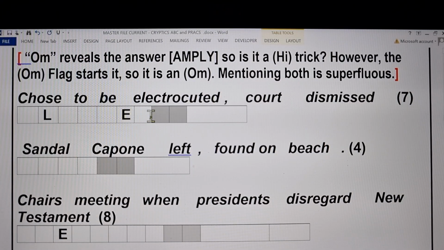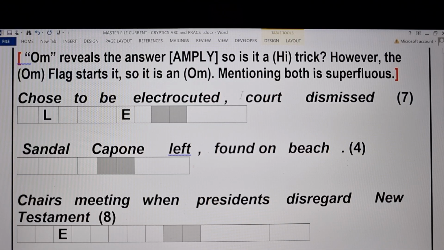Chose to be electrocuted, court dismissed. Well, let's see. 7 spaces and 2 givens. That's very nice of them. 7 spaces, 2 givens, an L and an E. Chose to be electrocuted. Court dismissed. I wouldn't want to take any notice of the meaning of that sentence. That'd be crazy. Well, obviously, it's a case where the meaning of the whole sentence is ridiculous. We don't want it. It doesn't mean anything to us. Chose to be electrocuted. Good Lord.